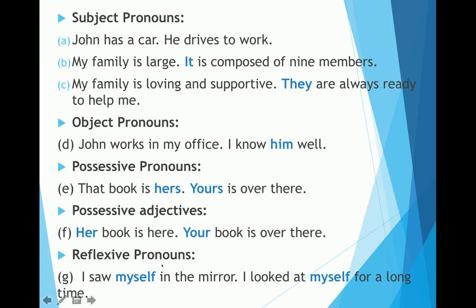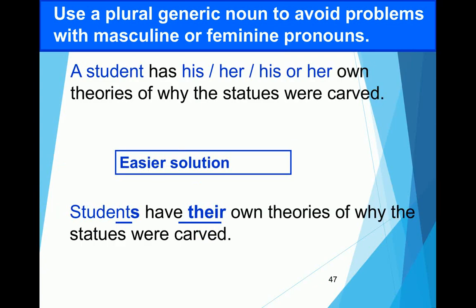Reflexive pronouns. A reflexive pronoun is used as the object of a verb or preposition when the subject of the sentence and the object are the same person. I saw myself in the mirror. I saw whom? Myself. I looked at myself for a long time. So here, the same person is the subject and the object. Because if you ask, I saw whom? I didn't see Paul. I didn't see Mary. I saw myself. Now that we have an overview of pronouns, let's take a look at some tricky areas.